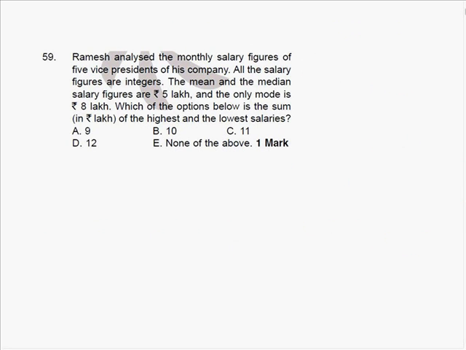Question 2. Okay. Ramesh analyzed the monthly salary figures of 5 vice presidents of his company. So 5 guys: 1, 2, 3, 4, 5. All the salaries are integers. Great, they're all numbers. The mean and the median are 5. The median basically means the midpoint. The median is 5, and the mean is also 5.